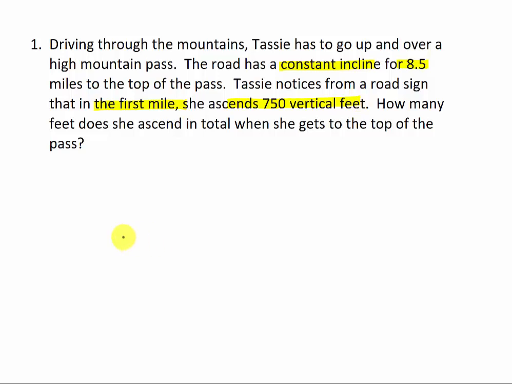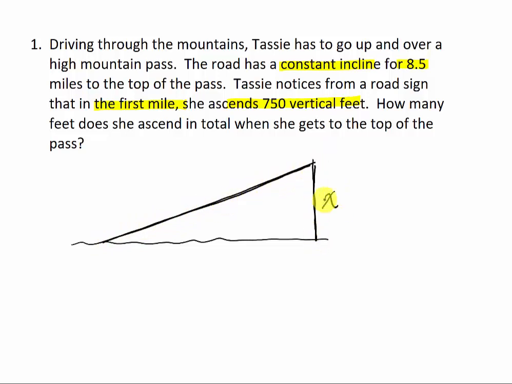So let's first draw a picture. Here's kind of our baseline. Here's the mountain pass. She's ascending on this road which is sloping, and we want to know this vertical change by the time she gets to the end of this 8.5 mile road. Now, we're going to say that this is just 1 mile here. We know after 1 mile she has ascended 750 vertical feet. So we want to know how many vertical feet she'll ascend over the total 8.5 miles.